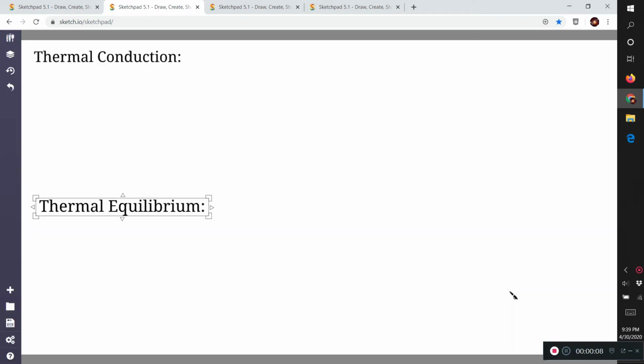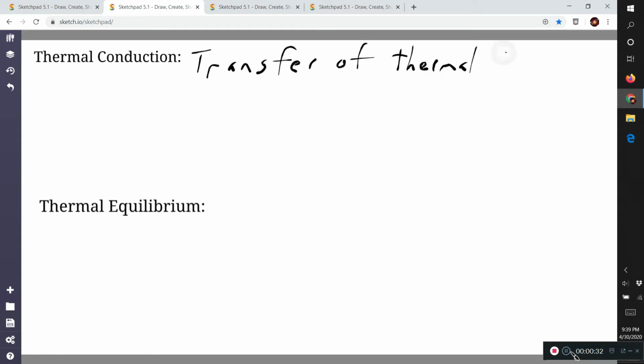So, let's talk about the concepts of thermal conduction and thermal equilibrium. So, thermal conduction is the transfer of thermal energy that occurs when particles collide.